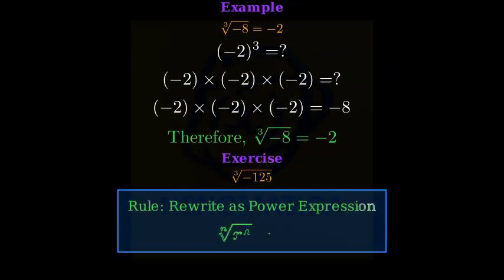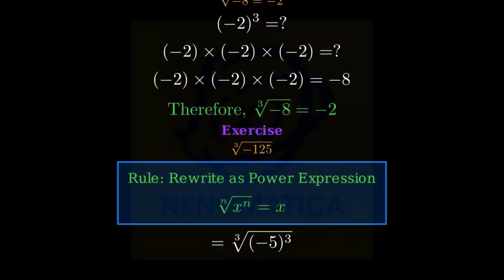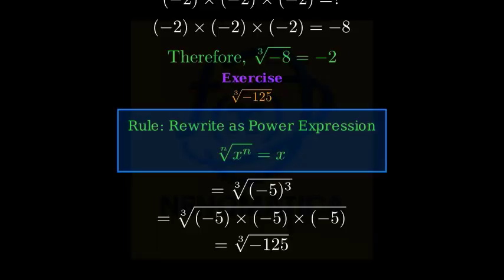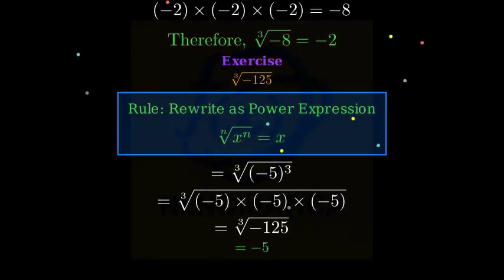First, we rewrite this as the cube root of -1 times 125. Next, we can write this as the cube root of -1 times the cube root of the quantity -5 cubed. We can expand the inner expression as -5 times -5 times -5. This simplifies to -125. So, our answer is -5.